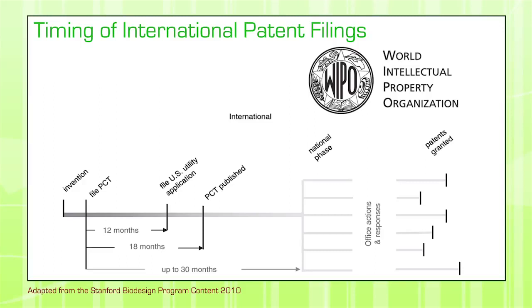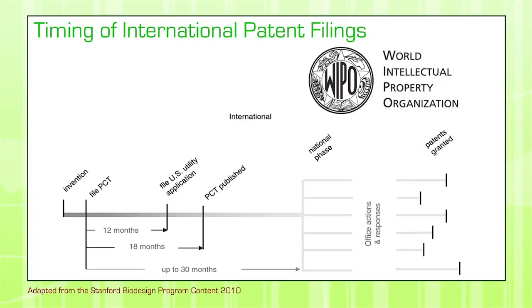So again, first, you have your invention, and you should not disclose it. You should try to file a PCT, which is more or less like a provisional patent, a patent filing that protects you internationally until you decide which countries you really want to apply in. And then you're going to have 12 months to actually submit your US utility application. So this is very important.